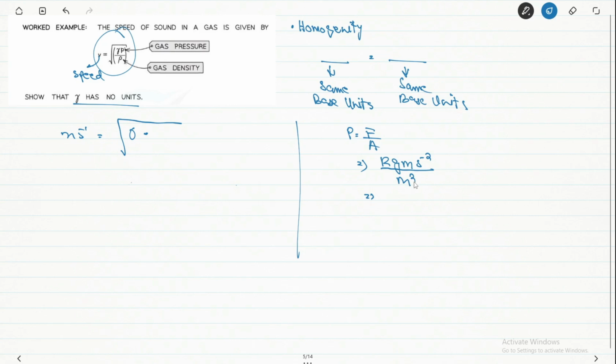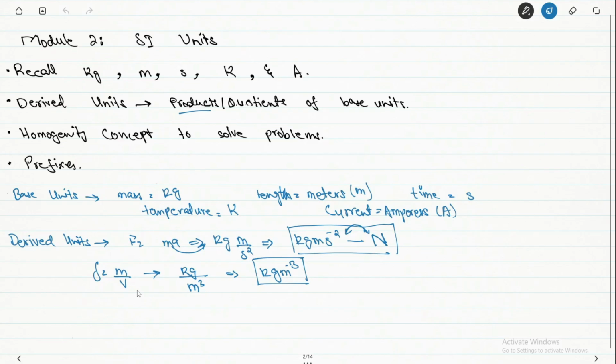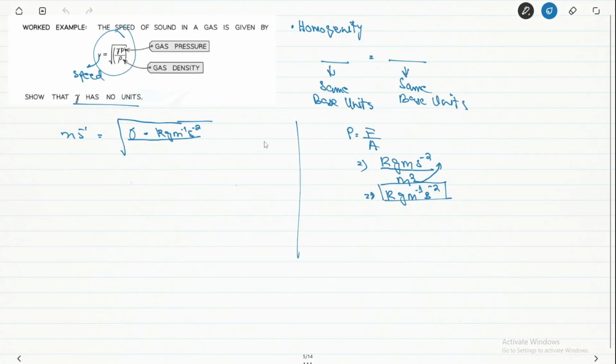So whenever the value changes its position, the sign is multiplied by -1. So kg meter^-1 second^-2, and this is basically our pressure in standard units. Let's just write it here. Now density, we did density as well. Density was kg per meter cube. So let's write it here, kg meter^-3.